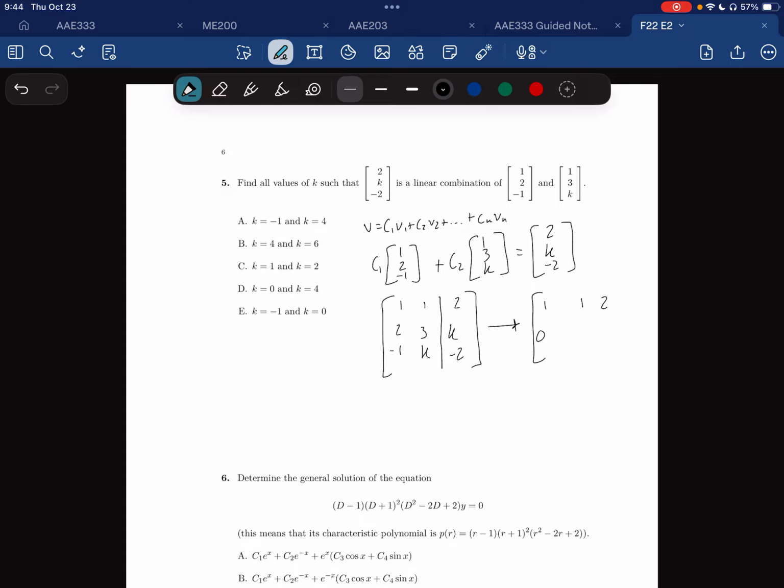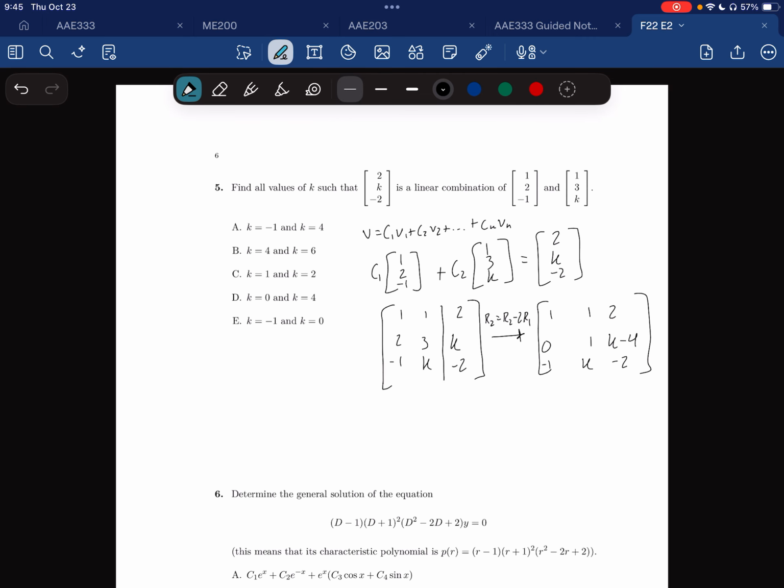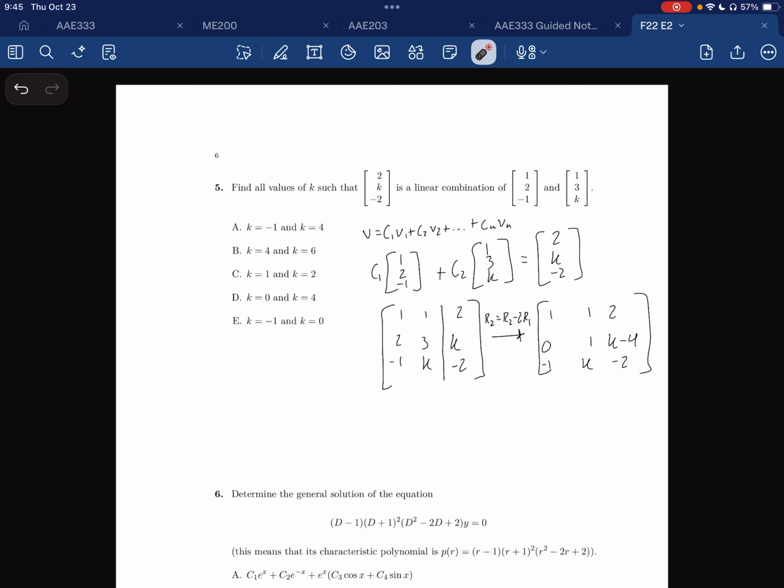R2, this is 0, this is 1, this is k minus 4, and this is still -1, k negative 2. So what did I just do? I just did R2 is equal to R2 minus 2R1. Oops. And now I'm going to get rid of this -1 here as well. Basically, I'm just trying to simplify this matrix and get zeros. So I want to get rid of this -1.